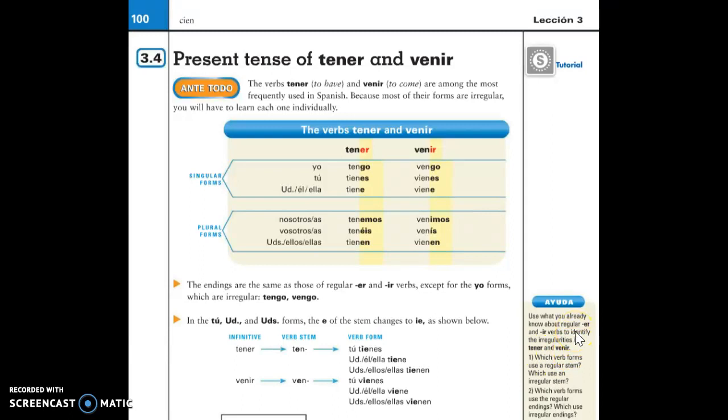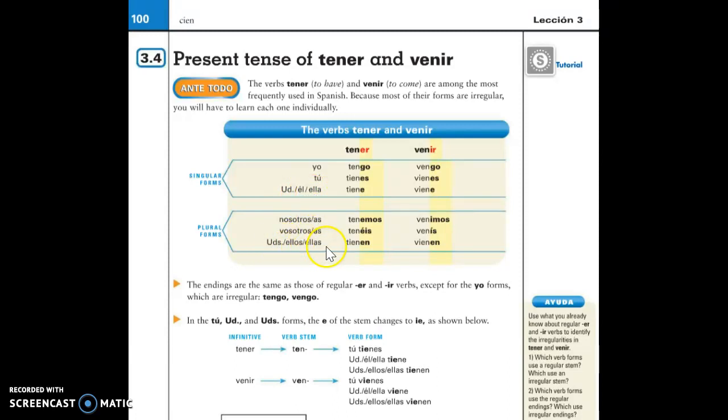And they are used very often in Spanish to express things that we often use "to be" to express in English, and we'll get to that in just a moment. So please note in the yo form, the ending is go in both tener, which is to have, and venir, which is to come.